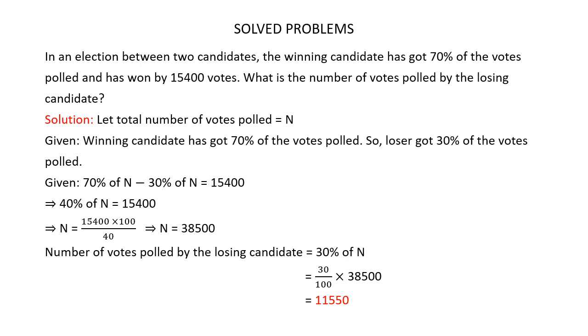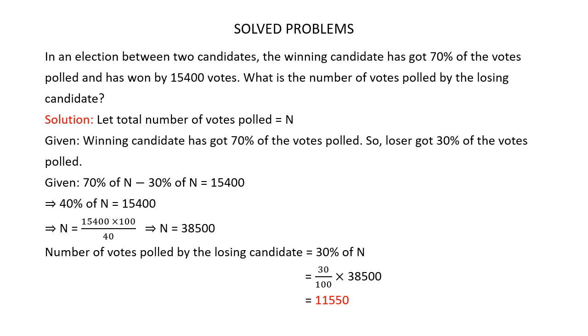This means the difference between the votes got by the winner and the loser is 15,400. So 70% of n minus 30% of n is equal to 15,400. 70 minus 30 is 40. So 40% of n is equal to 15,400.